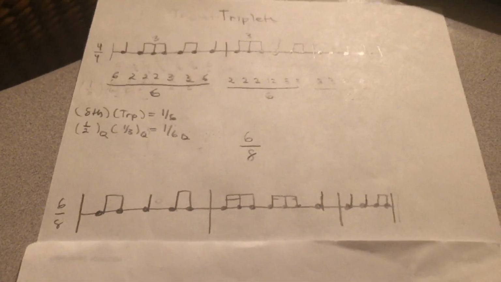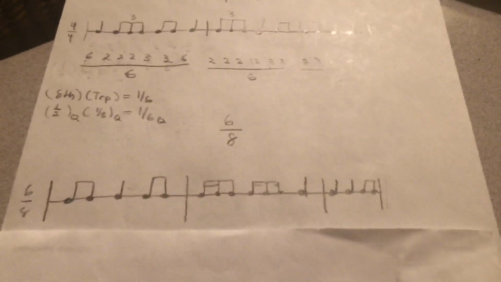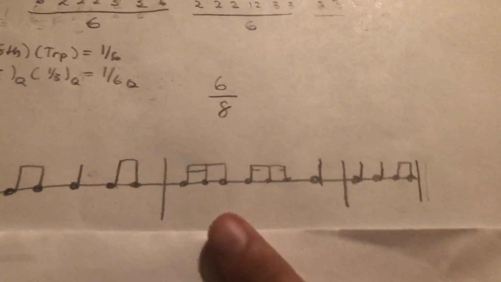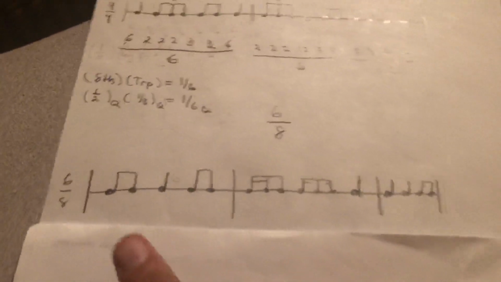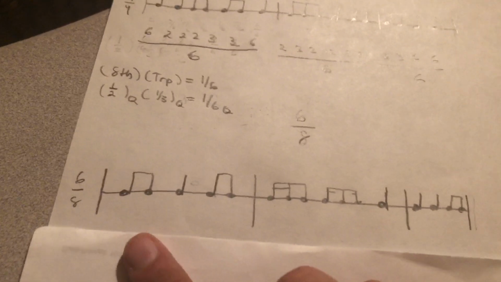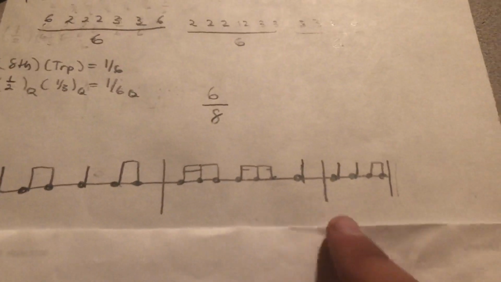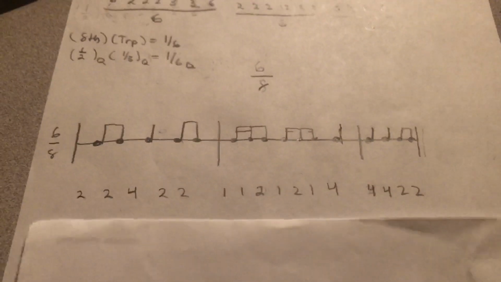But with the simplistic rhythm analysis, do the same thing we've always been doing. Take the smallest note, 16th, set that equal to 1, find out how many of that note is in each and every other note. So look, 2, 2, 4, 2, 2, 1, 1, 2, 1, 2, 1, 4, 4, 4, 2, 2. And I believe that's what I have here.